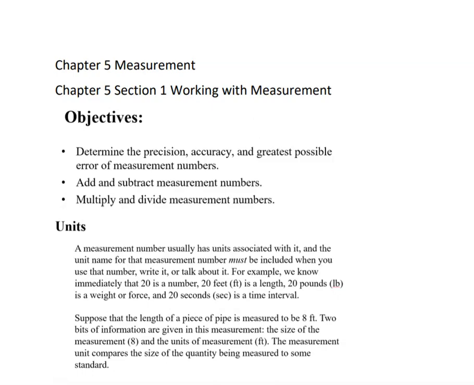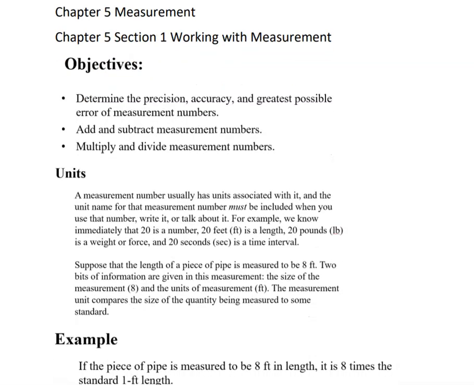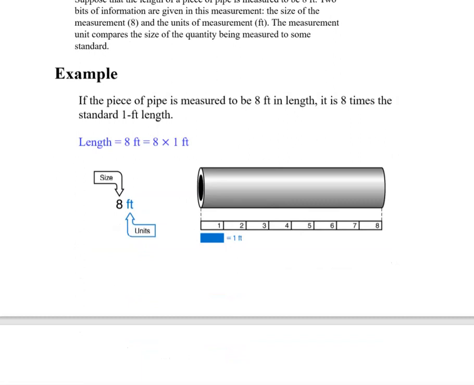Suppose that the length of a piece of pipe is measured to be 8 feet. Two bits of information are given in this measurement: the size of the measurement, which is 8, and the units of measurement, which is feet. The measurement unit compares the size of the quantity being measured to some standard. So if the piece of pipe is measured to be 8 feet in length, it is 8 times the standard 1 foot length.